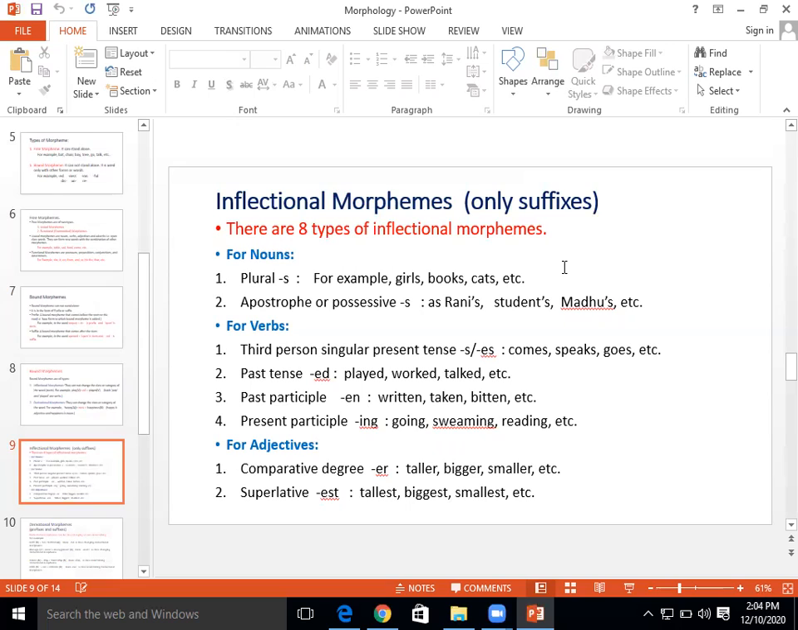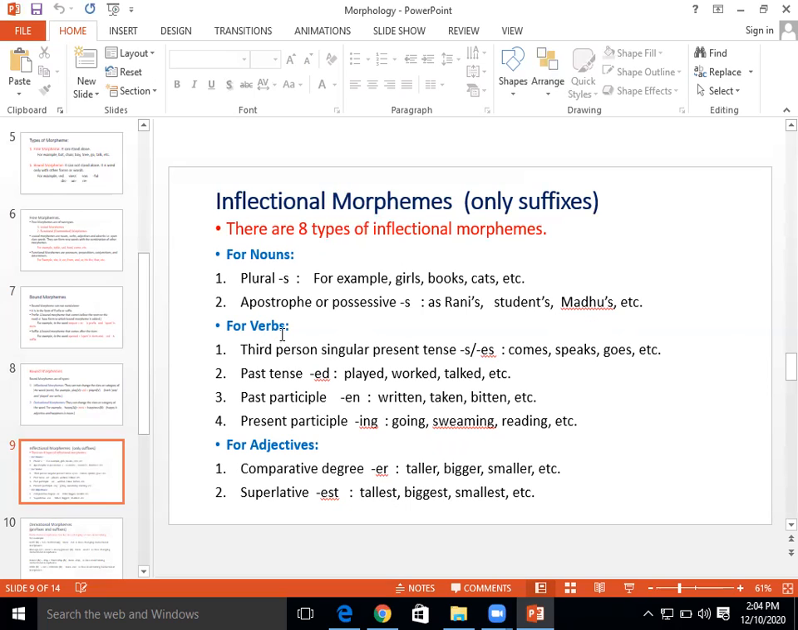Okay, that is plural. Okay, apostrophe 's' means cha chi che, that is, it shows possession. So Rani's means Rani che. If you say Rani's book, Rani che pustak. So when we write apostrophe 's', you have to write like this, that is comma and 's'. Then next is Madhu's, student's, etc. So 2 's' are there.